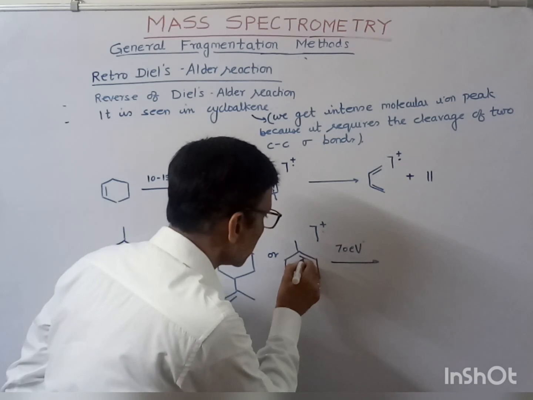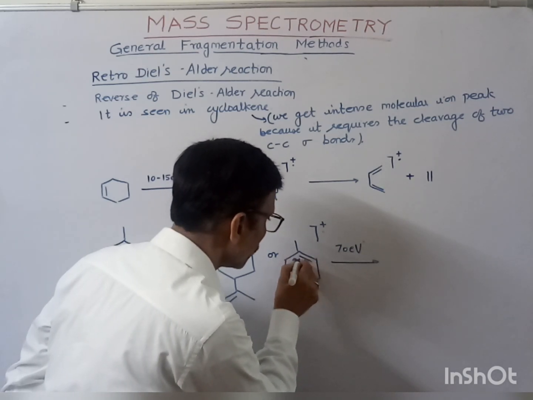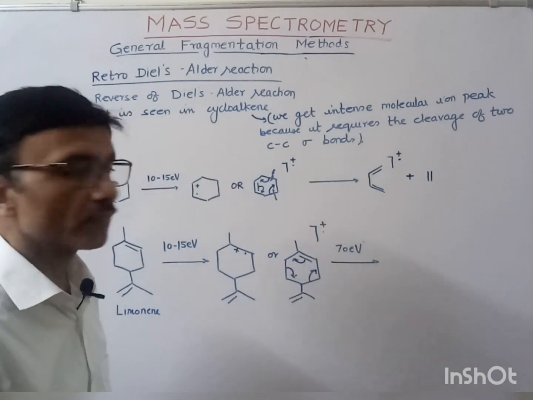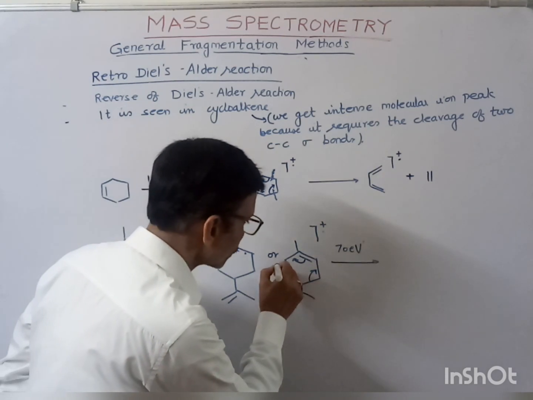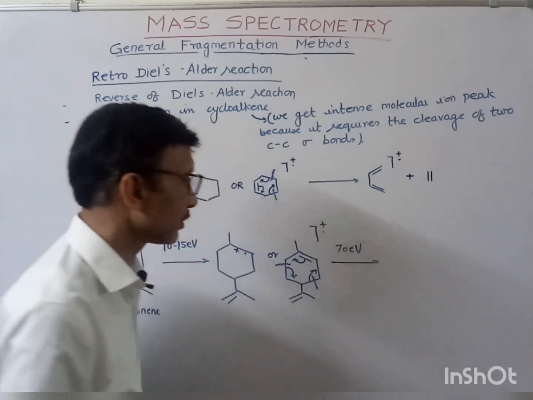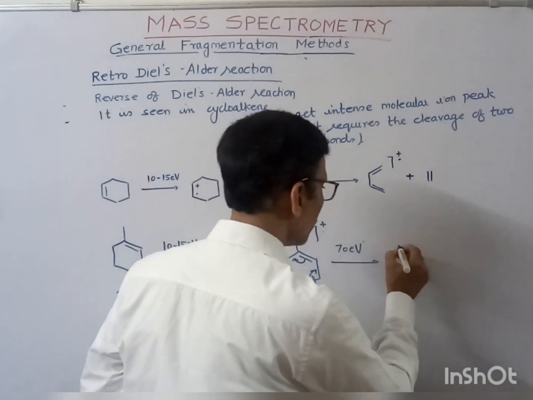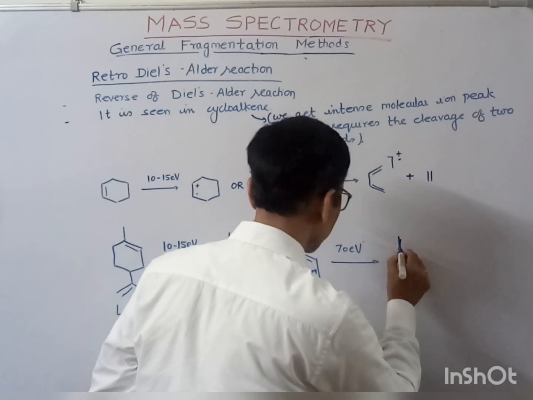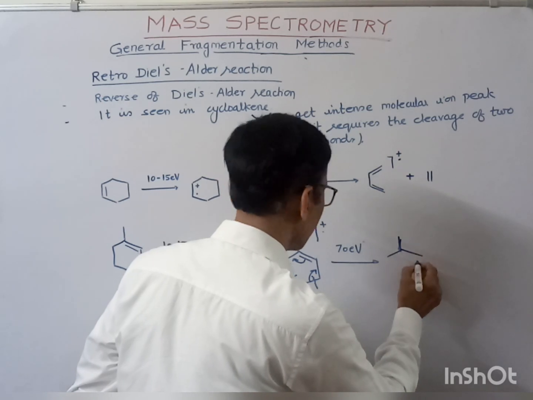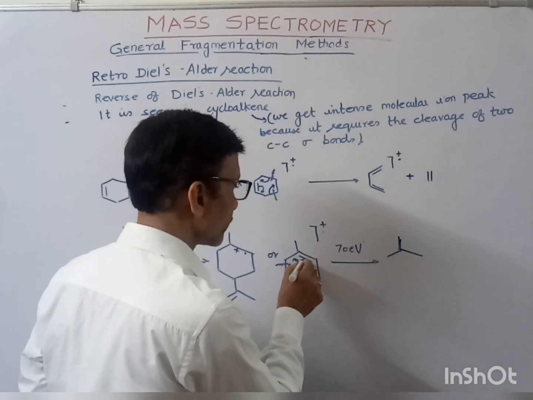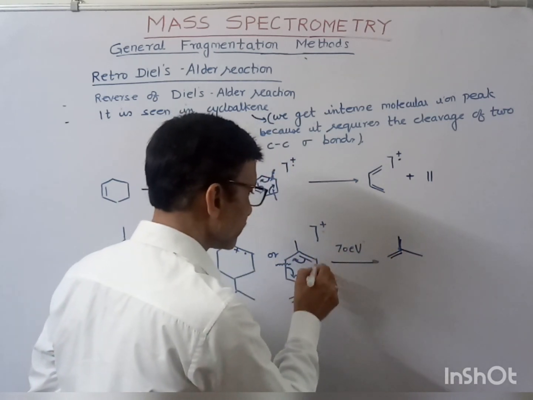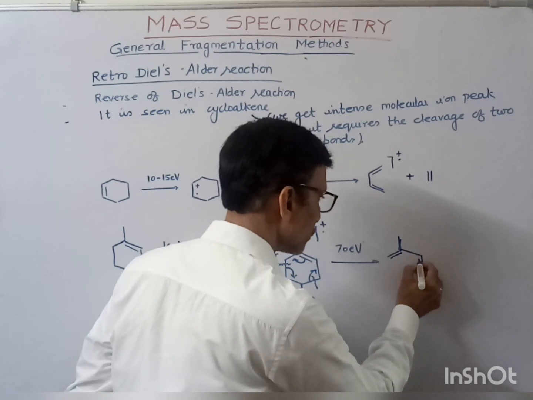So how? You may see that this bond will move over here, and this will go over here. Okay, so which bonds have cleaved? This is one of the bonds, and this is the other bond. These two sigma bonds undergo cleavage. So this double bond is converted into a single bond, this single bond is converted into a double bond, and again this single bond is converted into a double bond.